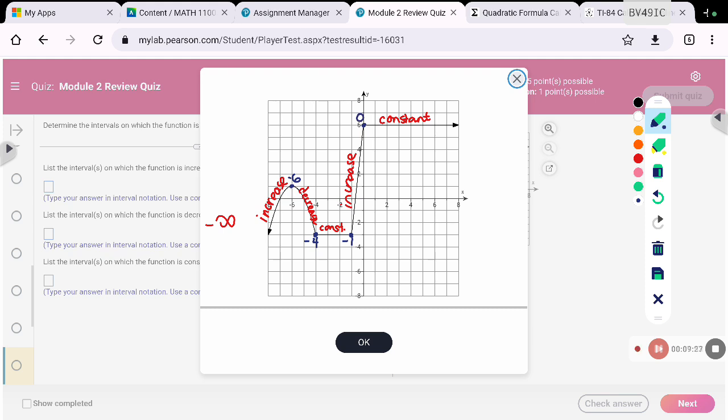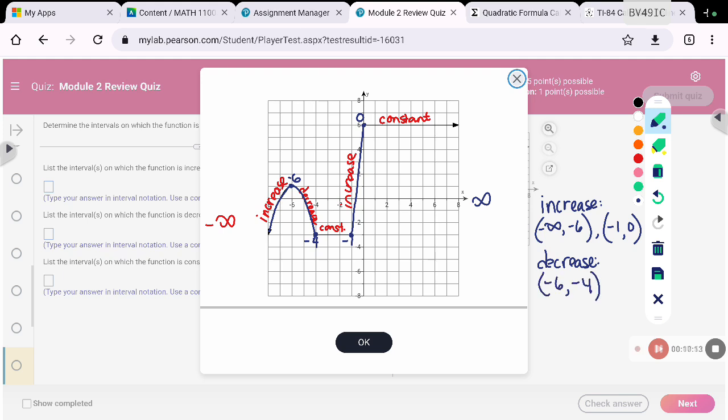Now that I have it all written out, I can see my intervals. So the increase has 2 intervals. My first one starts at -infinity until it gets to -6. And then I've got another increase that starts at -1 until it gets to 0. Let's look at our decreasing interval, which starts at -6 until it gets to -4.